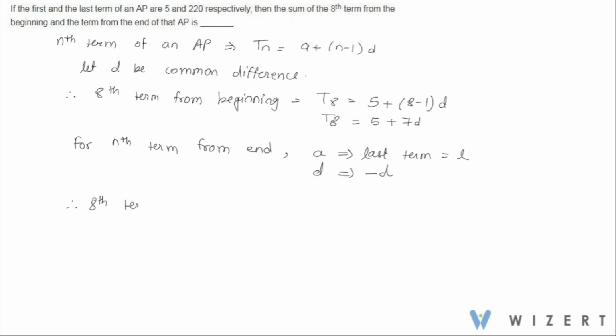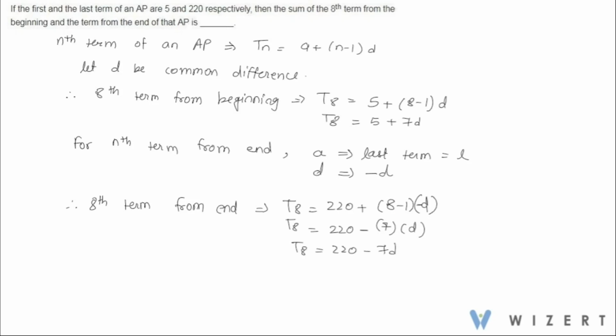8th term from end is going to be equal to T8 equal to last term, that is 220, plus n minus 1, that is 8 minus 1 d. So this is equal to, let's see, T8 equal to 220 minus 7 into d, because d is to be taken as negative. So we get T8 equal to 220 minus 7d.